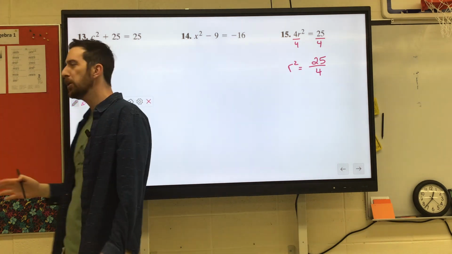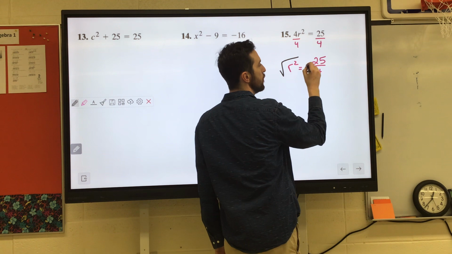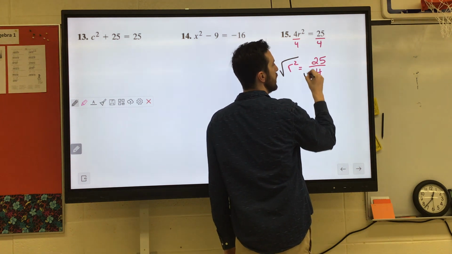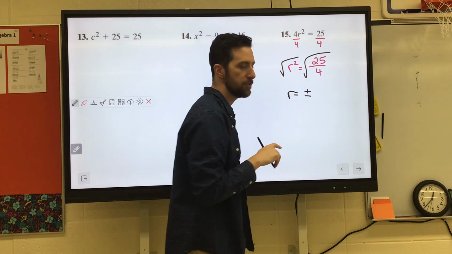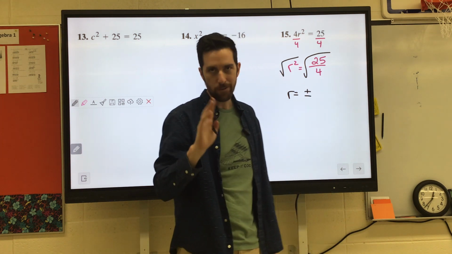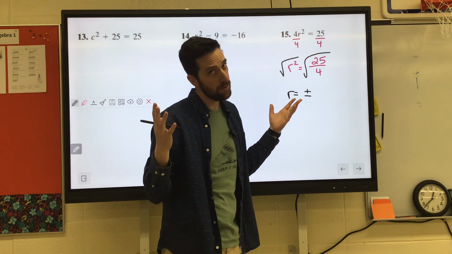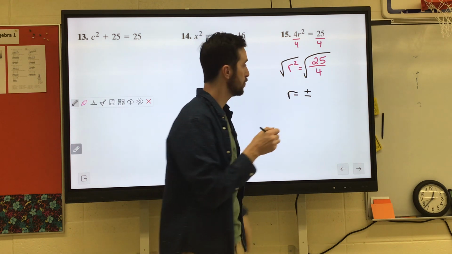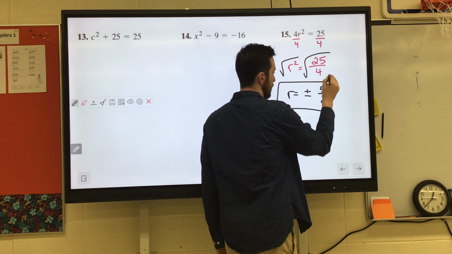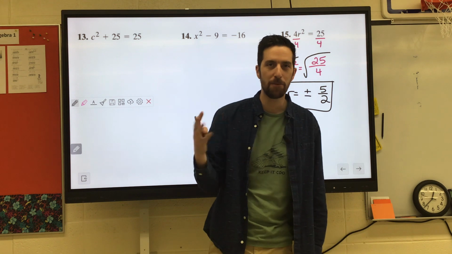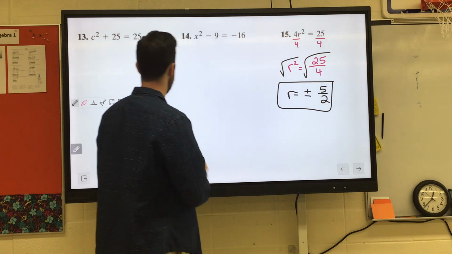And then we do what we do. When we are canceling out a square, we square root it. When you square root a fraction, you're really square rooting each part. So we'll say r equals plus or minus. We're always going to do the plus or minus unless it's 0 or negative. And you square root each one. Square root of 25 is 5. Square root of 4 is 2. So we have plus or minus 5 over 2. That's it. That wasn't too bad, right? Some people freak out if they see fractions. No dice, no panic. We got this.